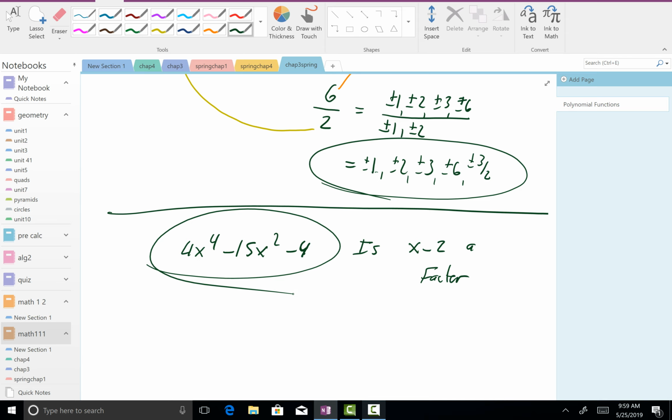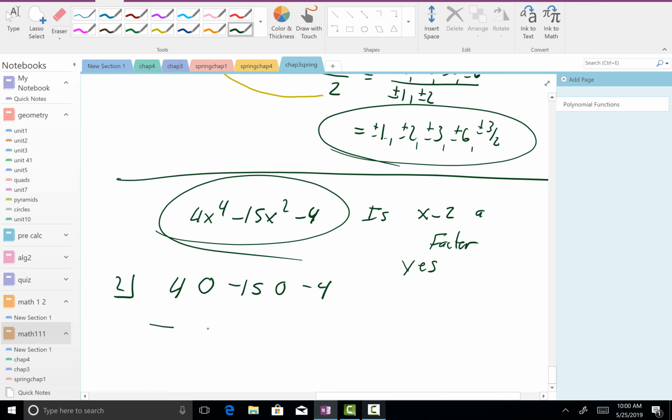What else could I do? I could do synthetic division. If you like synthetic division, you say, this is kind of the neatest thing I've ever seen, and you want to do synthetic division, go ahead. 4, 2 times 4 is 8. 8 times 2 is 16. 16 and 15 give us a 1. 1 times 2 is 2. 2, 4, 0. Yep. It is. So you can pick. It doesn't really matter to me.